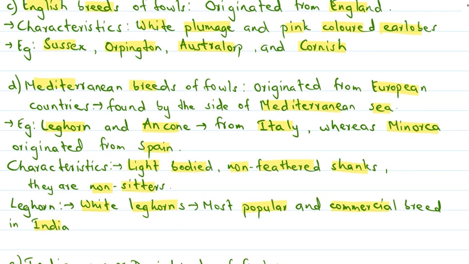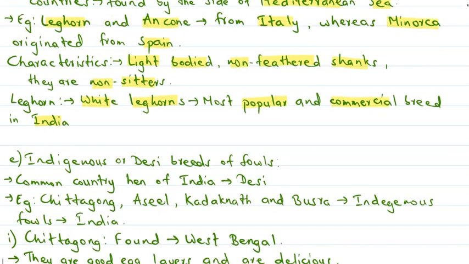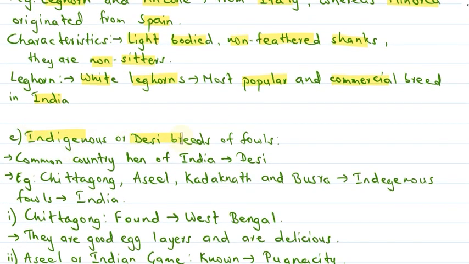Alright. Then after that we talked about the indigenous or desi breeds of fowl. So what does desi mean? So the common country hen of India is known as desi. So these varieties are the best mothers for hatching. Some of the Indian fowls resemble Leghorn but have poor laying qualities. So the indigenous breeds are hardy, strong, and possess natural immunity against common diseases.